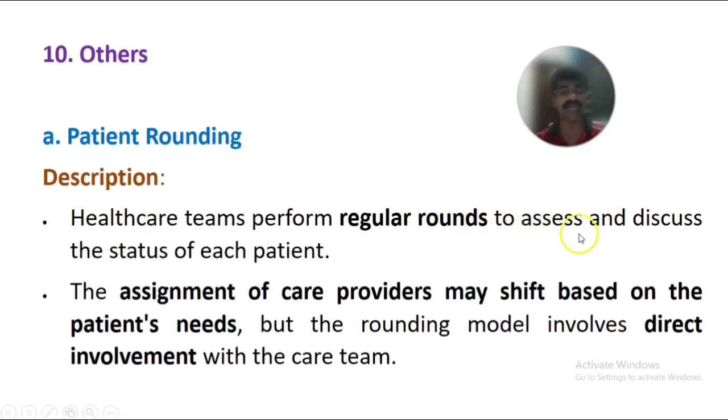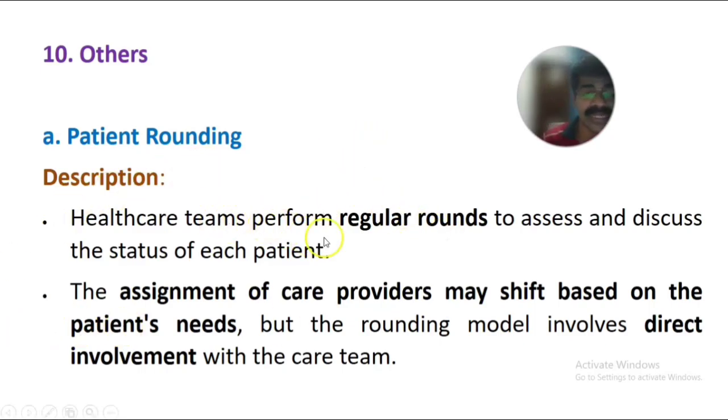During the rounds, they assess and discuss the patient health condition, patient health problems, treatment aspect, nursing care aspect, etc. Then based on the regular rounds, the assignment of care providers may shift based on the patient needs. Though the care provider may shift according to the need, the rounding model involves a direct involvement with the care team. So during the rounds, all the team members together will come and assess the patient. So they have an active, direct involvement in the patient care. So that is about the patient rounding method.